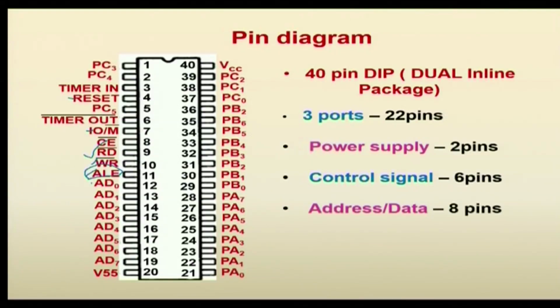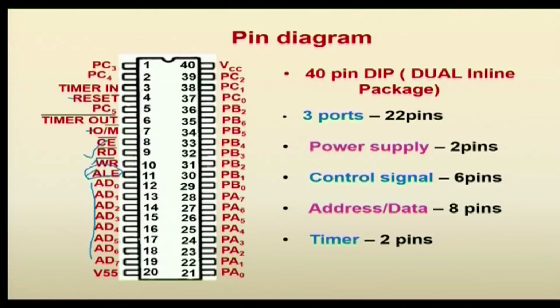Then it has 8 address and data lines, AD0 to AD7, which are multiplexed. We multiplex the address and data lines to reduce the number of pins, for a compact design. To demultiplex them automatically, a single signal, ALE, is used. When the signal is active high, the lines act as address lines, otherwise they act as data lines. Then for timer purposes, it has 2 signals, timer in and timer out. The timer in and out simply pass the pulses, and based on the pulses it counts the numbers, acting as a counter or timer.